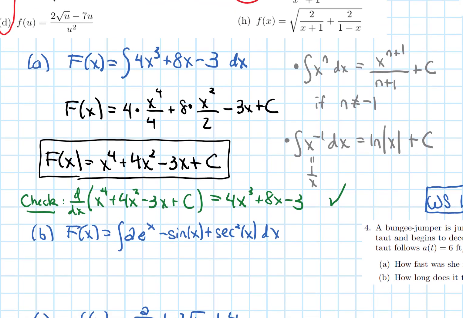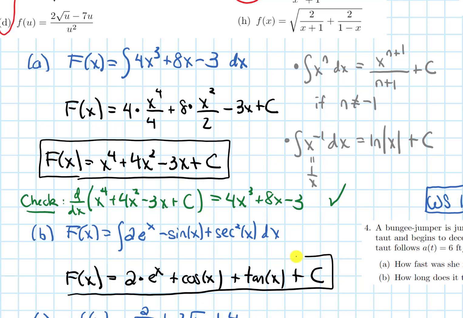B wants the antiderivative of this next function. Okay, so capital F of x. So I will get 2 times the antiderivative of e to the x, which is e to the x. Plus, oh, sorry. Now I need to do the antiderivative of minus sine, and that is plus cosine, because the derivative of plus cosine is negative sine. And the antiderivative of secant squared is tangent, because the derivative of tangent is secant squared. And I put a plus c, and that is my answer.